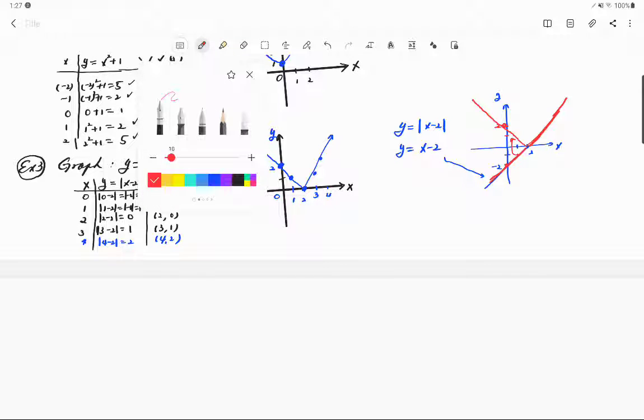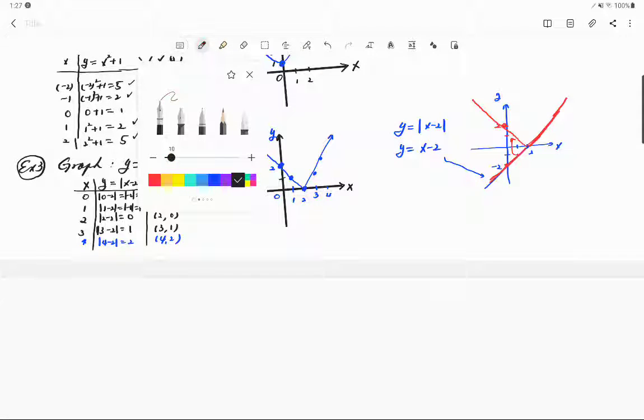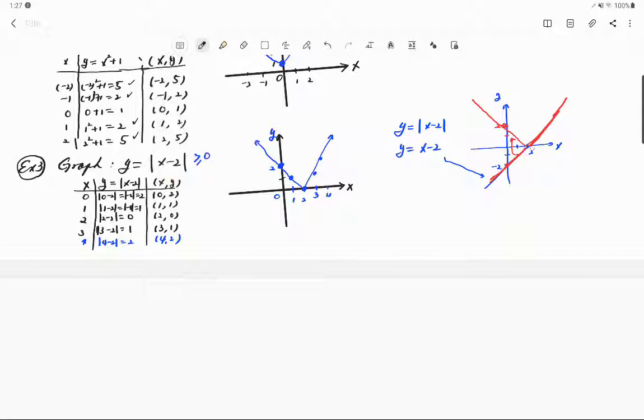So if I rewrite it, this one is reflected across the x-axis. So this one will flip it. So this black line segment will be going up. So the V shape is the graph of an absolute value equation.